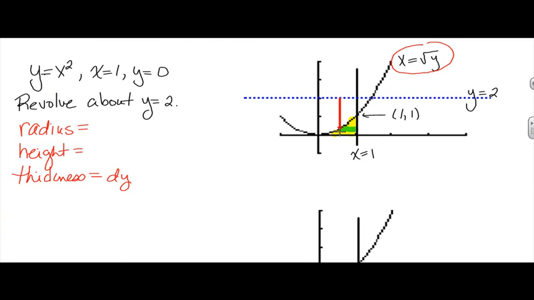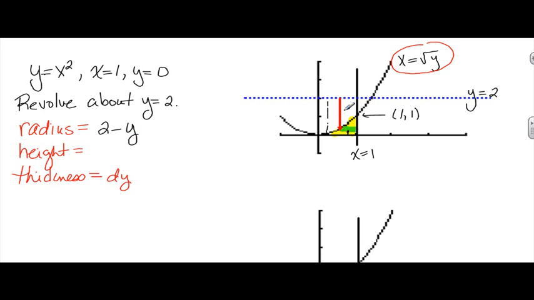Well, that length is going to be 2 minus y. Now let me explain. The distance from the x-axis up to the slice is y. The distance from the x-axis all the way to y equal 2 is 2. So if you take that entire distance and subtract y from it, what's left is the length of the red arrow there. So the radius of this cylinder would be 2 minus y.